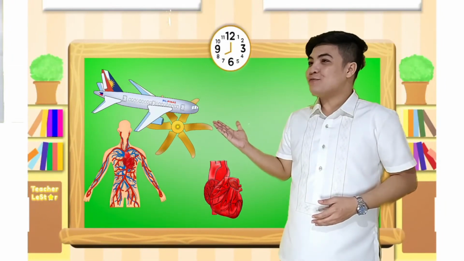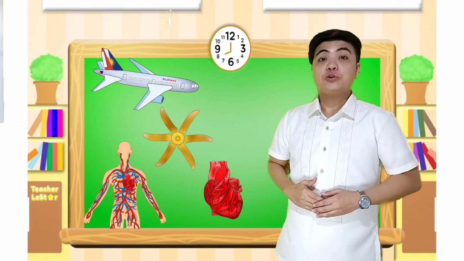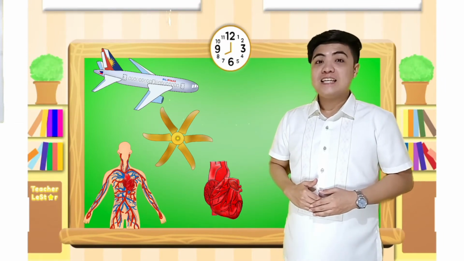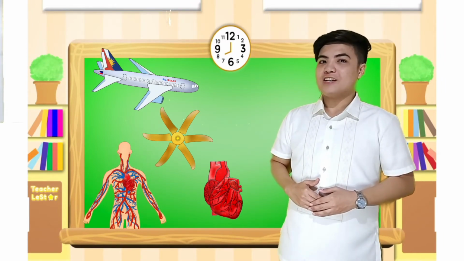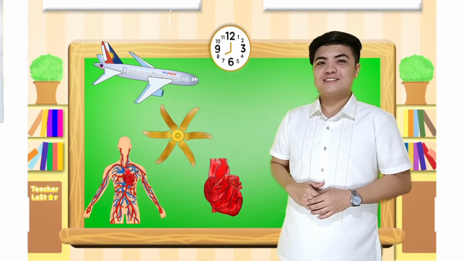Take a look at these four images. Do you find any relationship between or among them? Now, try making two pairs out of these four. Which ones will you put together?